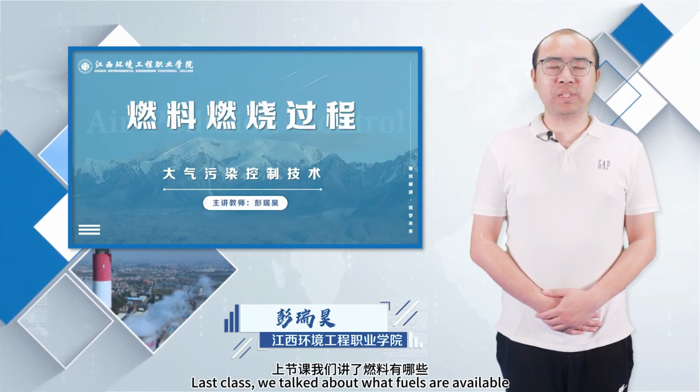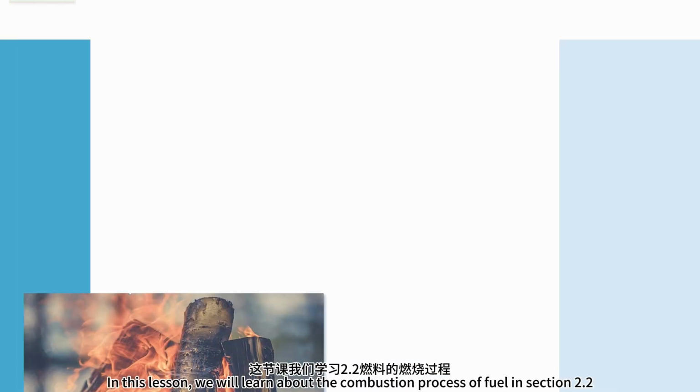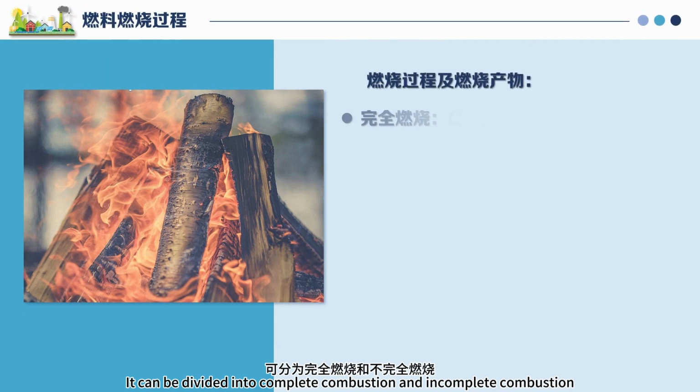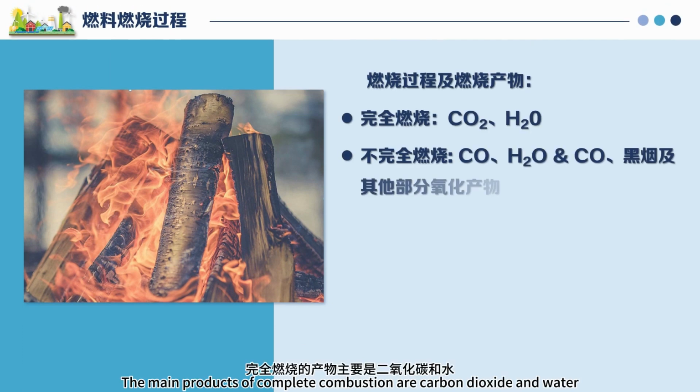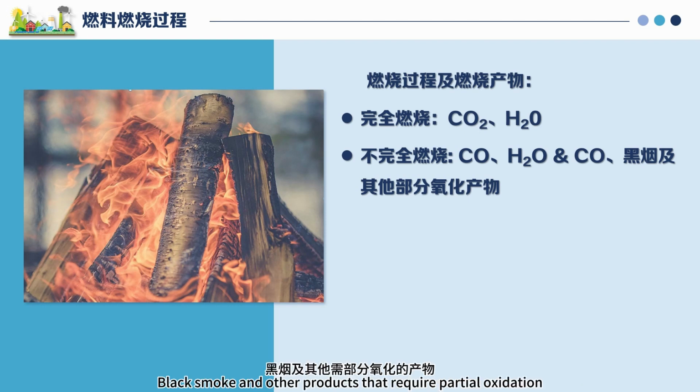Last class, we talked about what fuels are available. In this lesson, we will learn about the combustion process of fuel in section 2.2. It can be divided into complete combustion and incomplete combustion. The main products of complete combustion are carbon dioxide and water. Products of incomplete combustion, such as carbon monoxide, hydrocarbons, black smoke and other products, require partial oxidation.